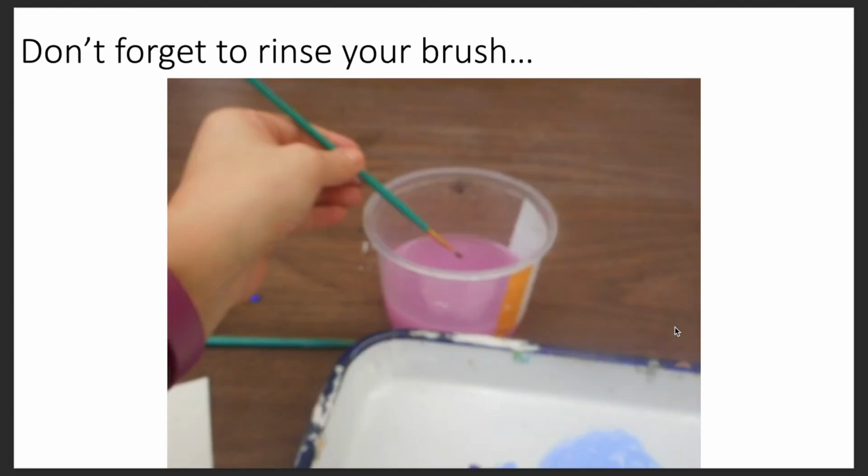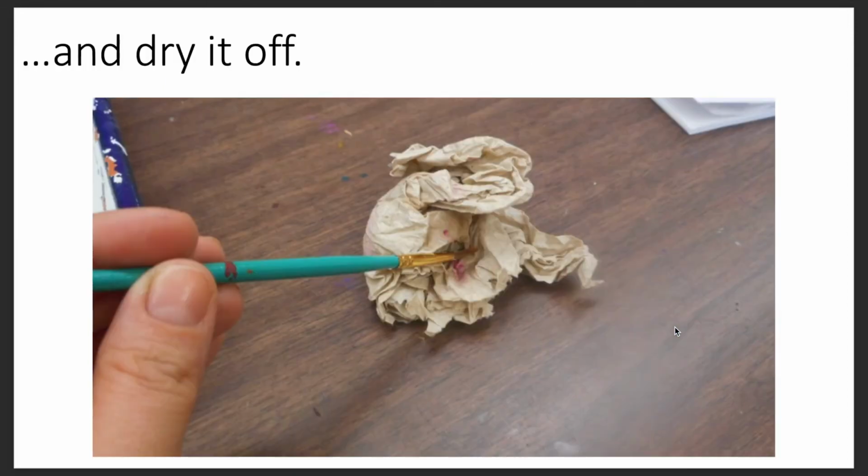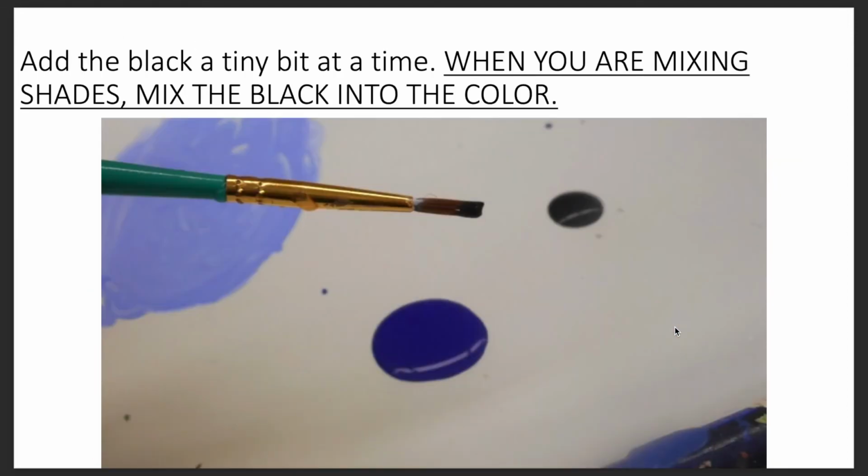Make sure to rinse your brush because you have white on that brush of yours, and dry it off completely. And now it's time to go ahead and make a shade. Now remember what I said before, you are adding the darkest color to the lighter color. So in this case, the black is darker than blue. You're adding a tiny bit of black into the pile of blue and mixing it up to make your first shade.